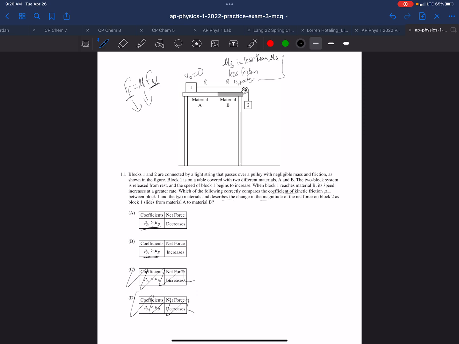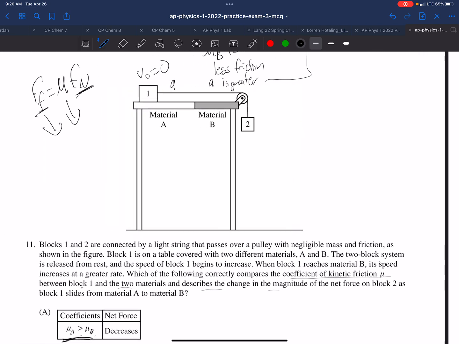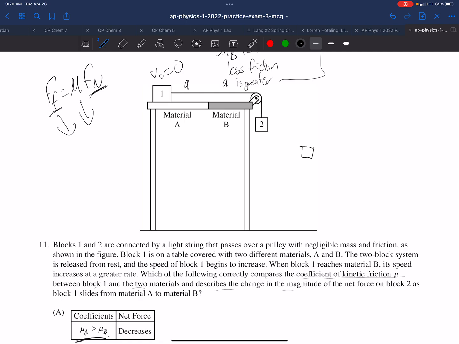And now the second part is, what about the net force acting on block 2? So let's draw what's happening with block 2. When it's in A, we have a force of gravity, the weight on 2, and there is a force of friction due to the material A. Now, when it's in B, the force of gravity acting on 2 is the same, but the force of friction is less at B.